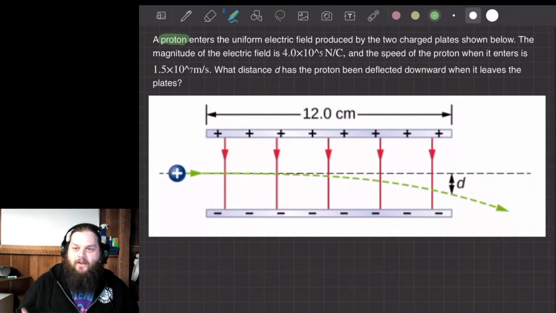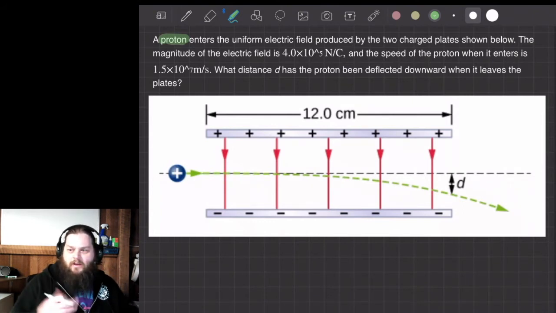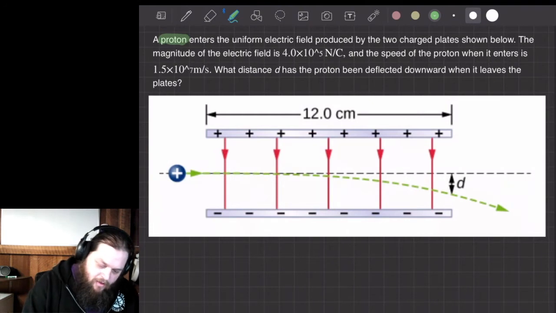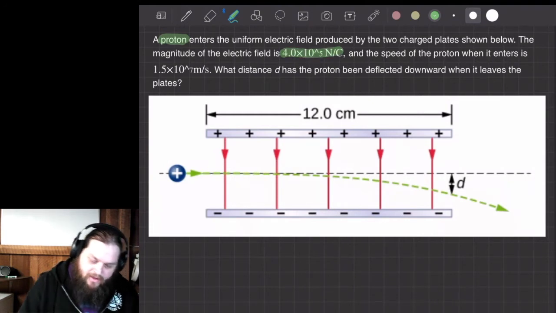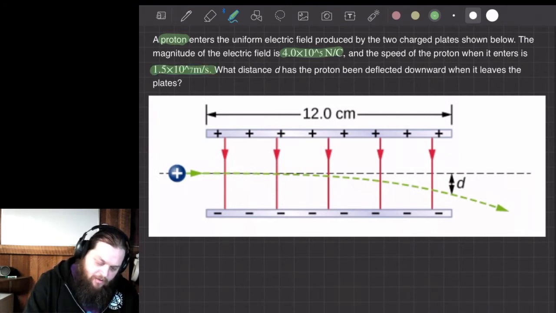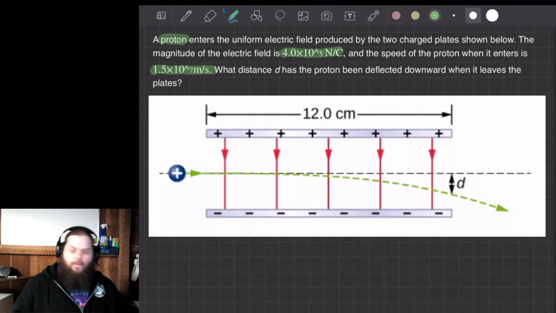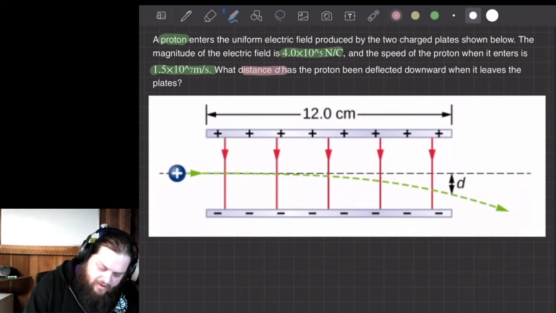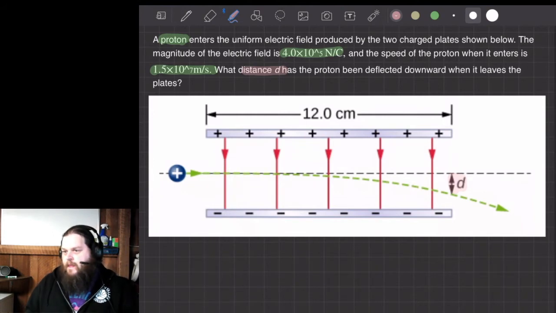Those are standard values. You can do a quick Google search, look it up, and figure out what we're working with. We know the magnitude of the electric field is 4 times 10 to the fifth Newton per coulomb. That's going to be important. And we know the speed of the proton is 1.5 times 10 to the seventh meters per second. And what we need to find, here's the most important, is the distance, d. You can see the distance d is shown in the diagram down there, and that's the distance in which that particle is deflected.